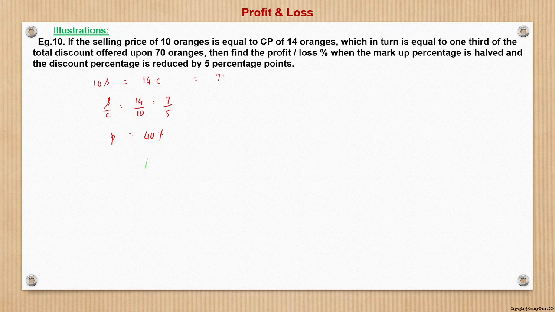Which in turn is equal to 1/3 of the total discount. So let the discount offered upon each orange be D. So the discount offered upon 70 oranges is 70D, and this is equal to 1/3 of this, and let this be equal to K. So this we know is in terms of ratio, and for K we can assume the LCM of 10, 14 and 70, which is 70.